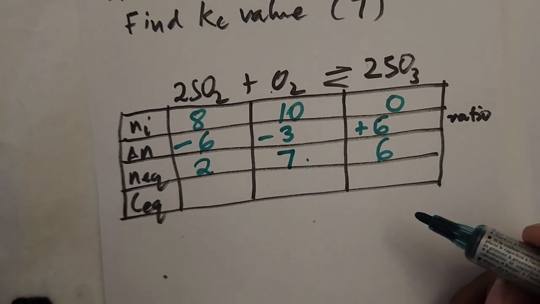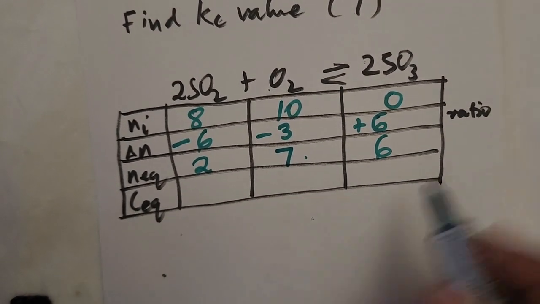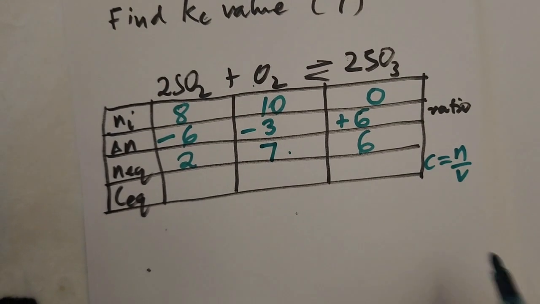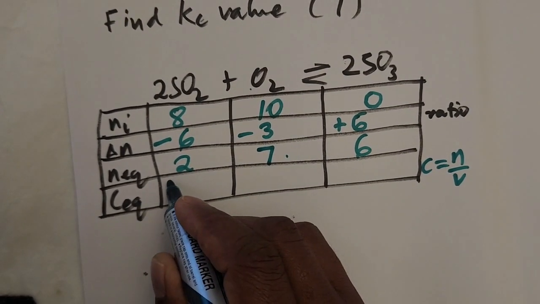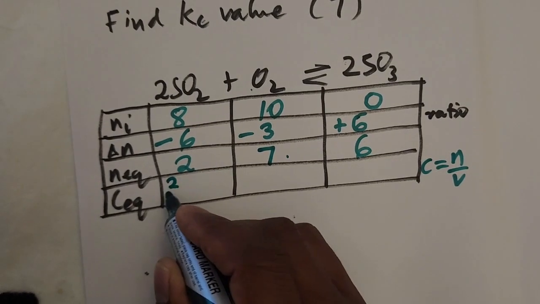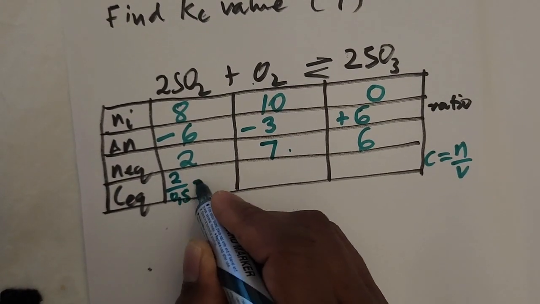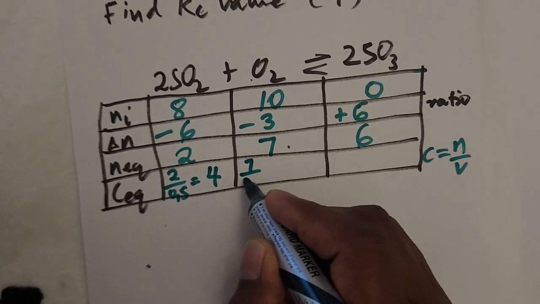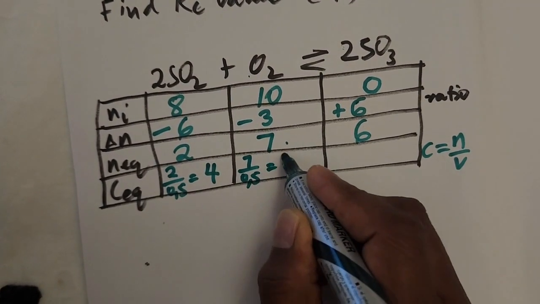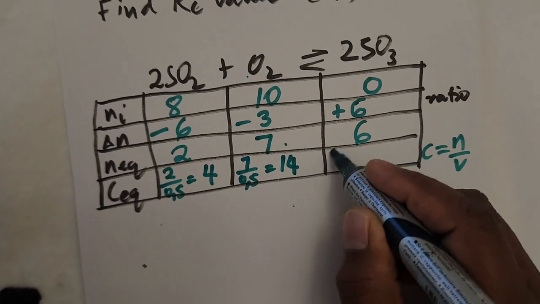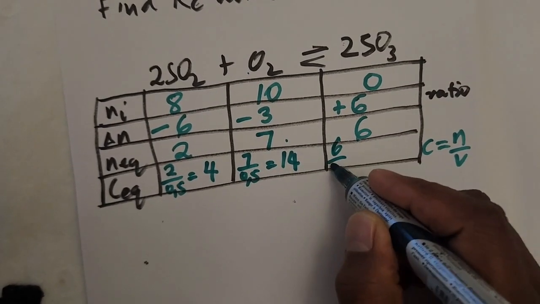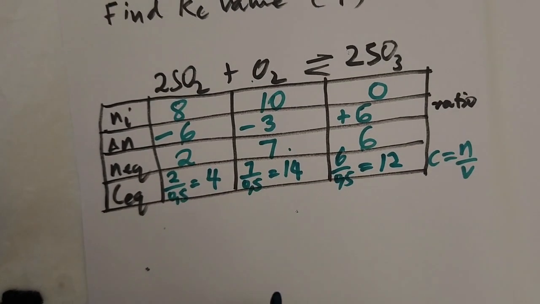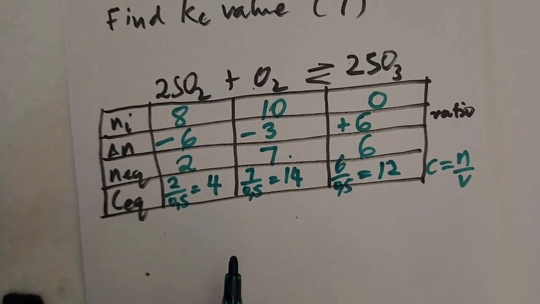Then at equilibrium, now we divide by volume. Remember, concentration here, we are using the formula C equals n over V. So 2 divided by 0.5 gives us 4. 7 divided by 0.5 gives us 14. 6 divided by 0.5 gives us 12. These are the concentrations at equilibrium.